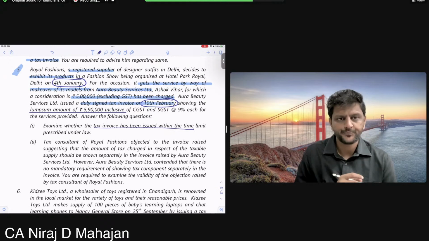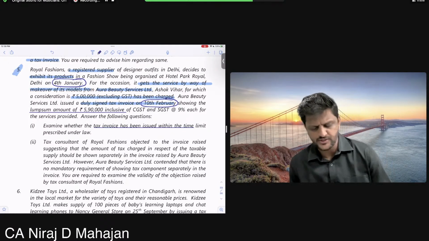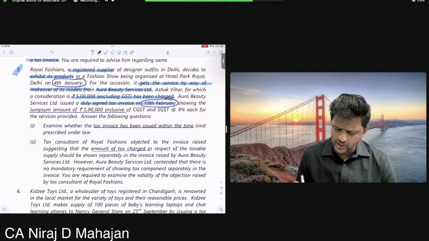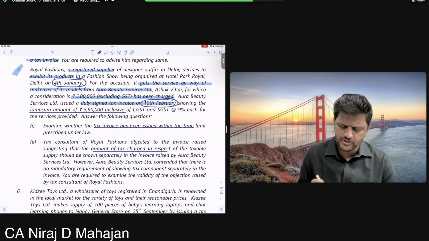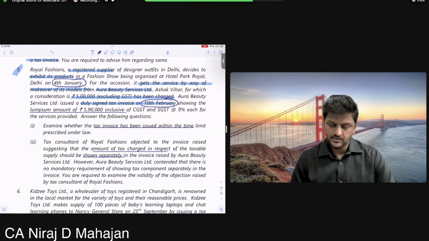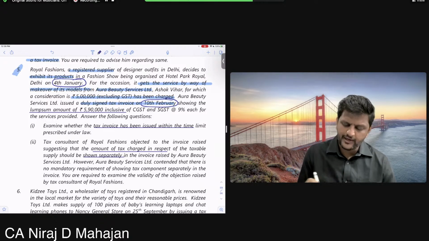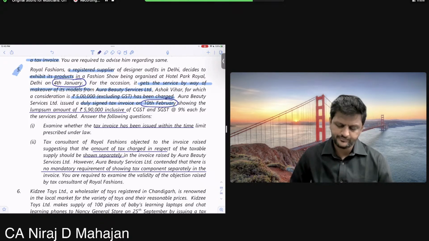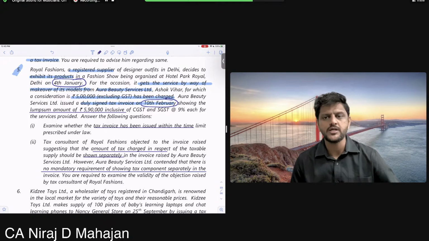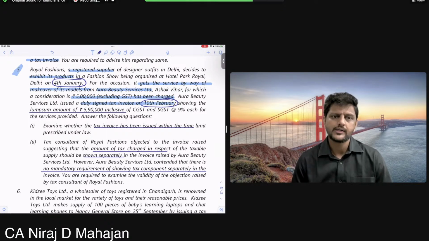No. The tax consultant of Royal Fashions objected to the invoice raised, suggesting that the amount of tax charged in respect of the taxable supply should be shown separately in the invoice. However, Aura said there is no mandatory requirement of showing the tax component separately. What do you think, bachcho? Can we put one single amount as gross amount or do we have to break up the amount? Is it compulsory to show the tax amount separately?